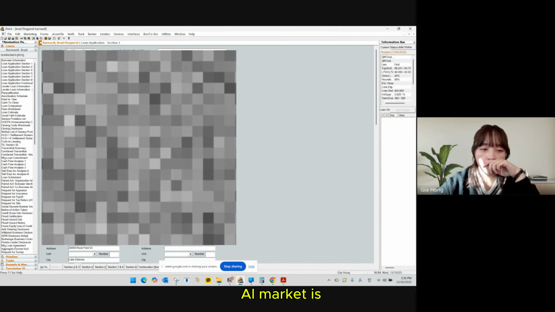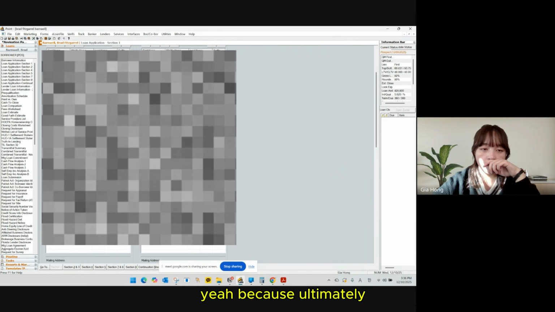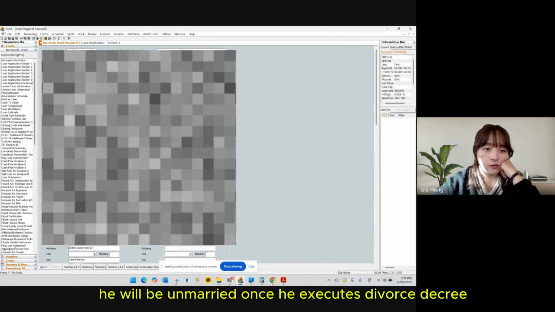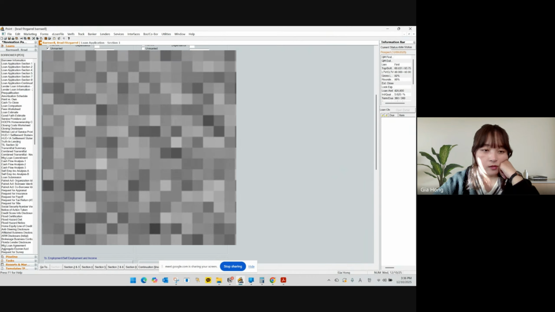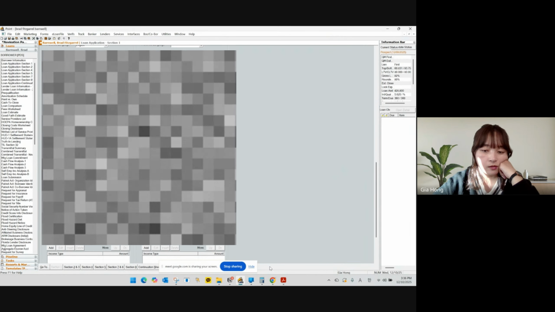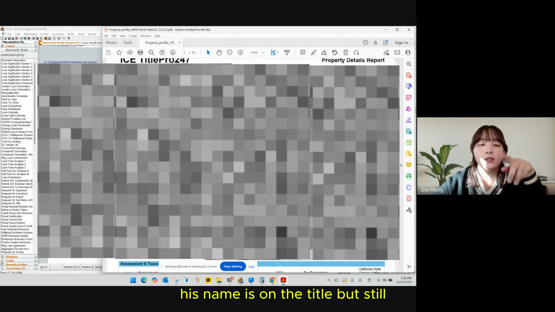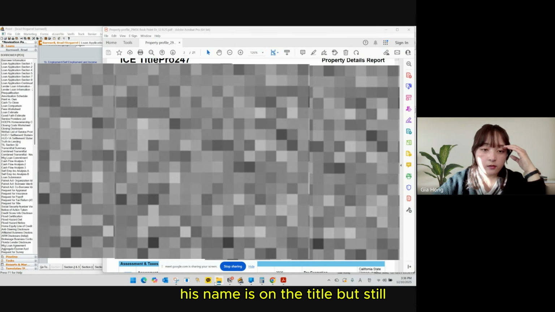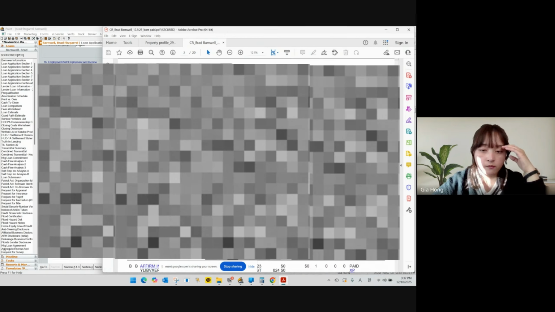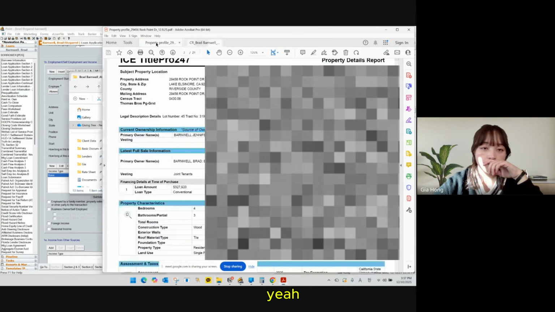Right, I'll mark it as unmarried now, because ultimately he will be unmarried once he executes the divorce decree. This one has no primary housing expense. His name is on the title, but still, let me see the credit report. Still, there's no mortgage.